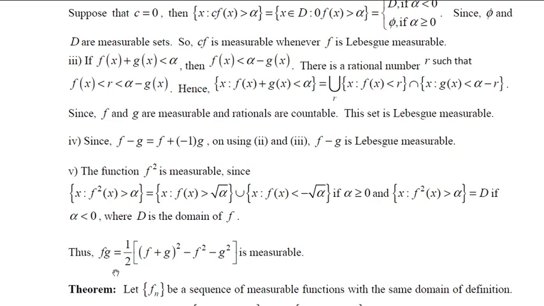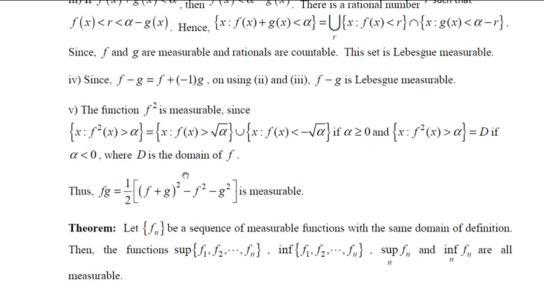Now we can write fg as half into, if you expand it, you will get fg only, (f plus g) whole squared minus f squared minus g squared. We have proved f squared is measurable. Similarly, g squared is also measurable because g is measurable. And the sum of two measurable functions is measurable. Therefore, the square is also measurable. And we know the difference of two measurable functions is also Lebesgue measurable. Therefore, this is measurable. And a constant times a measurable function is also measurable. Therefore, fg is measurable. We have proved all the conditions.